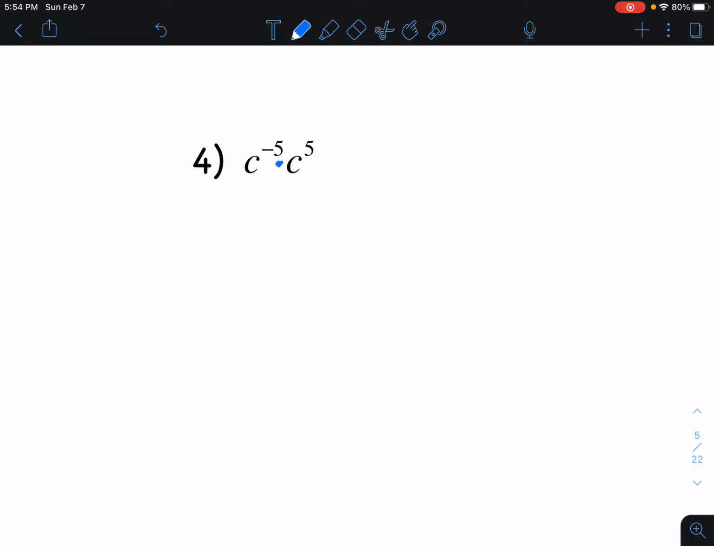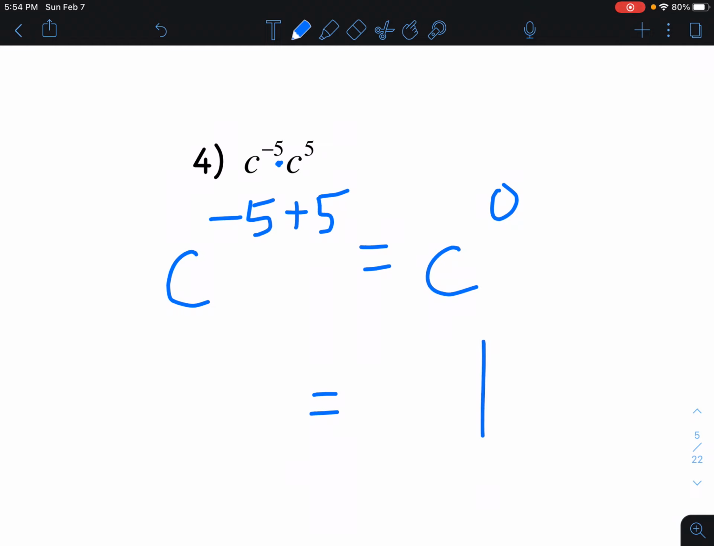In number 4, we learned that this is actually showing multiplication. We're multiplying two c's. The rule is we don't multiply the exponents, we're supposed to add the exponents. So negative 5 plus 5 is, of course, 0. And then anything to the power of 0 is 1.